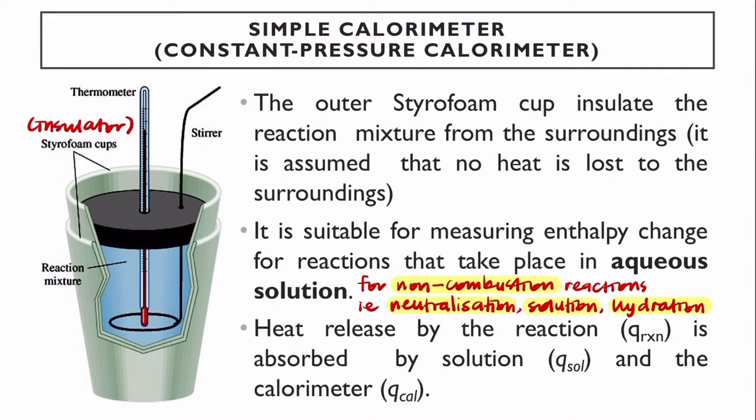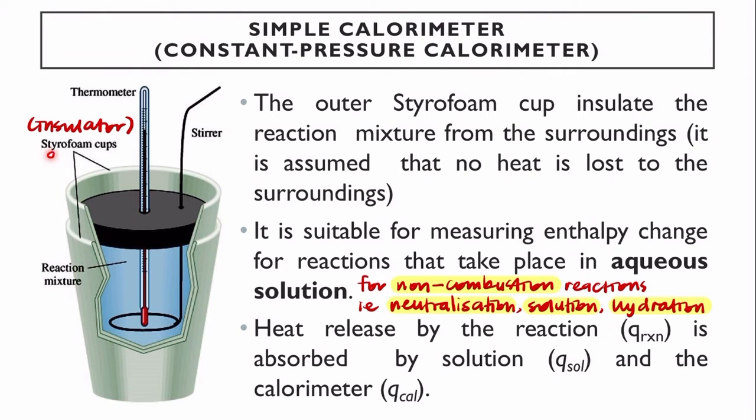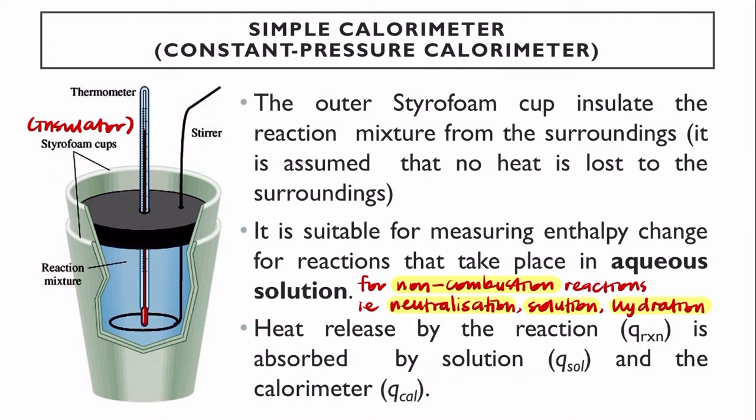It's called a coffee cup calorimeter because we have a styrofoam cup here, the outer styrofoam cup, which acts as an insulator. Insulator means it does not absorb heat and makes sure there is no heat loss to the surroundings. Your surroundings are out here, so there's no heat loss because this styrofoam cup is an insulator. So it is suitable for measuring enthalpy change, delta H, for reactions that take place in aqueous solution.